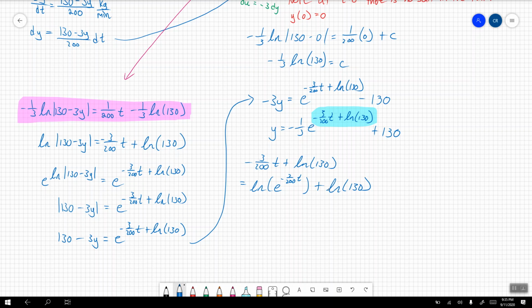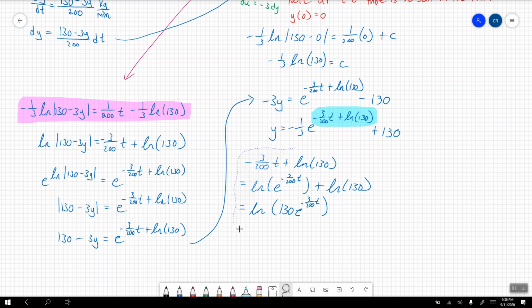So the reason I want to do this is because now I have the addition of two logarithms. And when we have the addition of two logarithms, naturally what we can do is multiply their arguments, which means I have the natural log of, in this particular case, let's say 130, times e to the power of negative 3 over 200t.